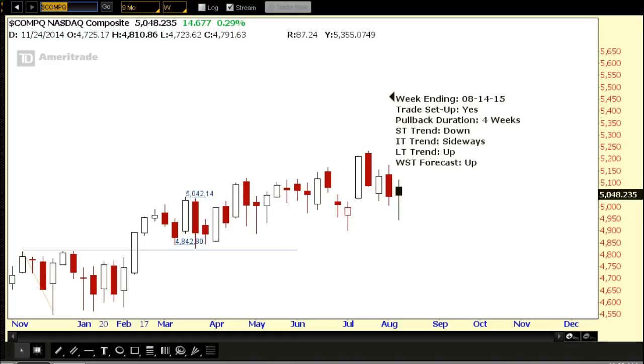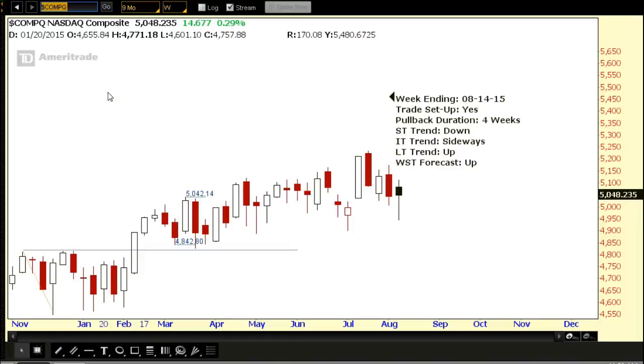The first chart you're looking at here is the NASDAQ composite. You can see it right up here. That's the symbol $COMPQ. We're looking at the 9-month time frame. We're looking at weekly candlesticks. These are called candlesticks, and I'm not going to get into great detail on those, but you'll see in other videos exactly how they work and what we use them for.